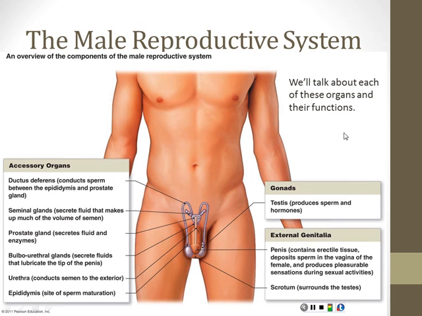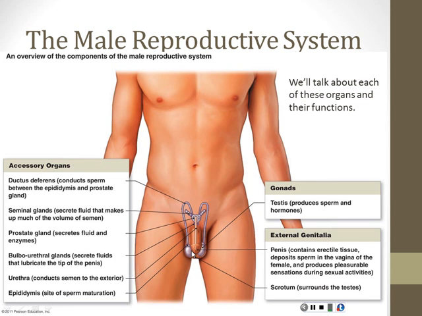So in both the male and the female, we divide the reproductive system into basically these 3 categories. The gonads are where the gametes are produced. Gametes are the cells that can combine with a cell from the other gender to form an offspring. So we're going to talk about what a gamete is, but essentially, the gonads are where the gamete is produced. In the male, the gamete is the sperm. In the female, the gamete is the ovum.